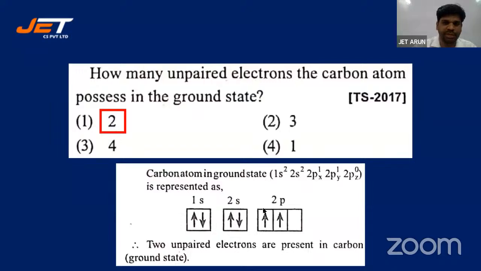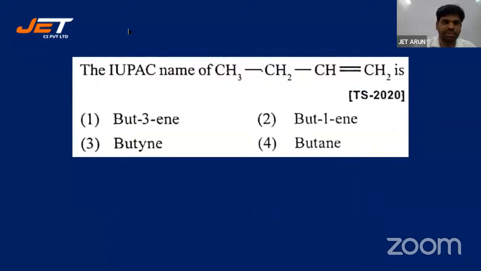Let's go for the next one. The IUPAC name of this molecule is but-3-ene, but-1-ene, butyne, butane. It is definitely not ane. It is definitely not yne. It's not an alkane because there's a double bond there. It is not an alkyne because there's a double bond there, not a triple bond.